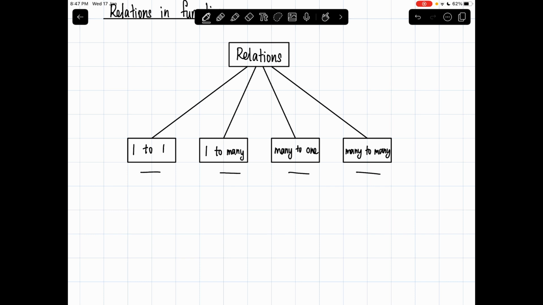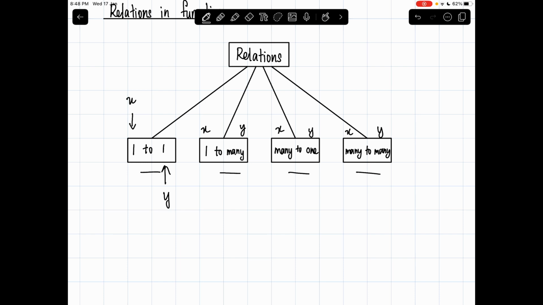So what do I mean by one-to-one? Just remember this. The term on the left refers to the x value and the term to the right refers to the y value. It is the same for every single one of these relations. The left hand side is always the x value and the right hand side is always the y value.